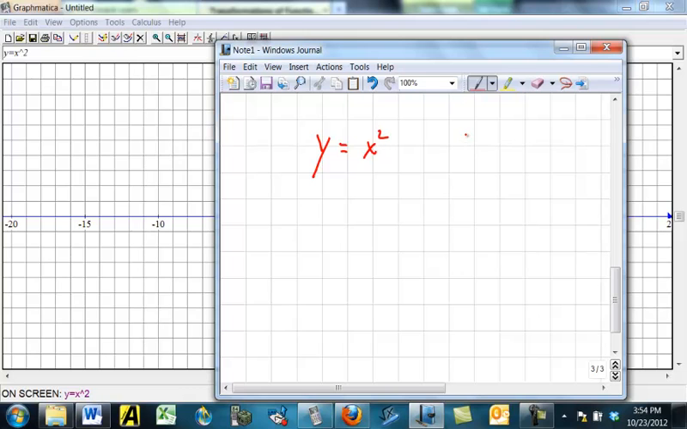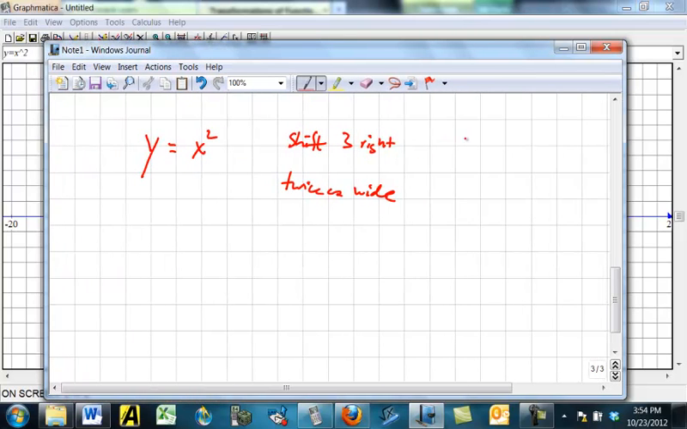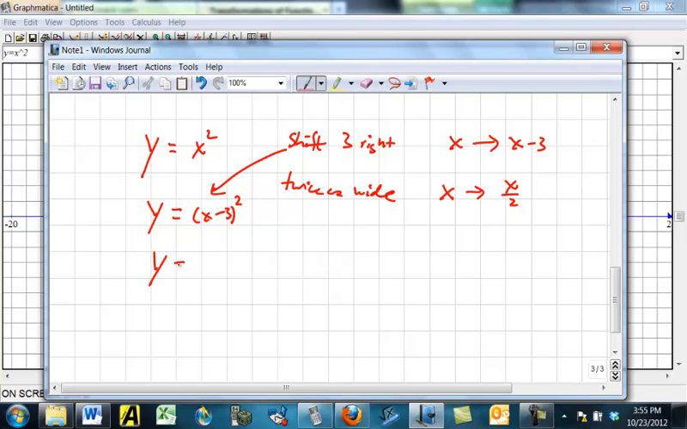Let's say shift 3 right, and then twice as wide. What I mean by that really is twice as far from the y-axis. So shift 3 right is replace x by x minus 3. Twice as wide is replace x by x over 2. So if we did this in order, shift 3 right will take you to x minus 3 and then square, and then twice as wide would be x over 2 minus 3 squared.